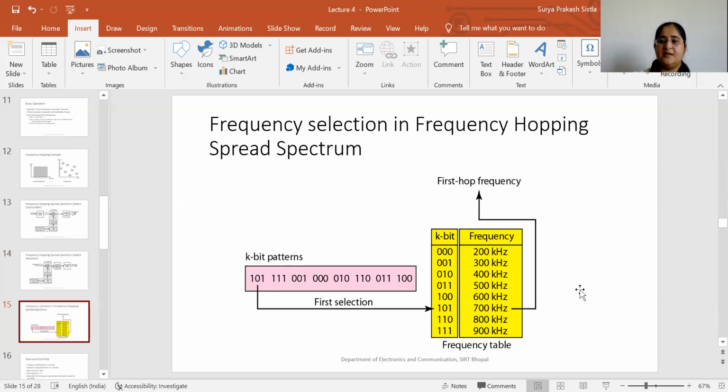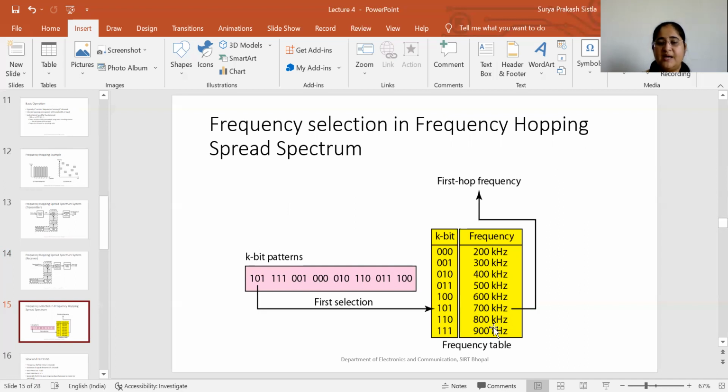Now we will see how this actually performs. For example, after modulation, applying any QPSK, BPSK, any modulation scheme, you will get this data, a K bit pattern, and you need to transmit this data using the spread spectrum technique. Now, what do we actually do? For example, here 101 is mapped to your 700.